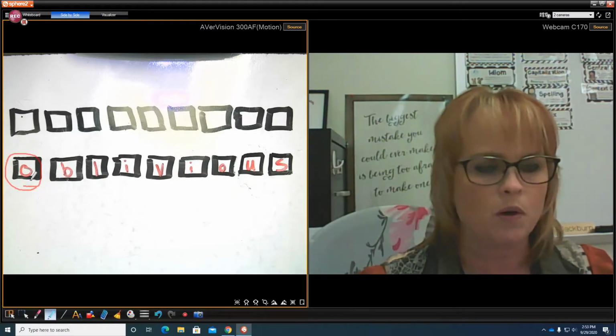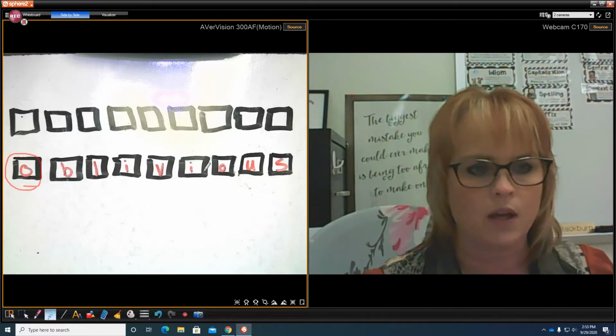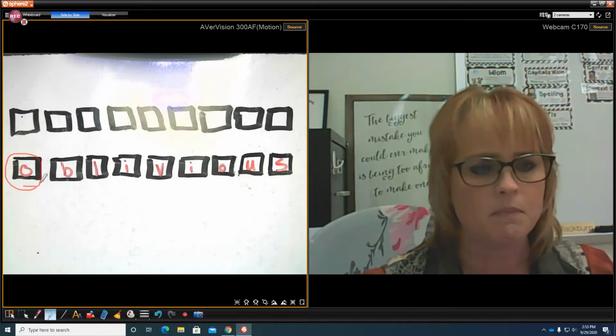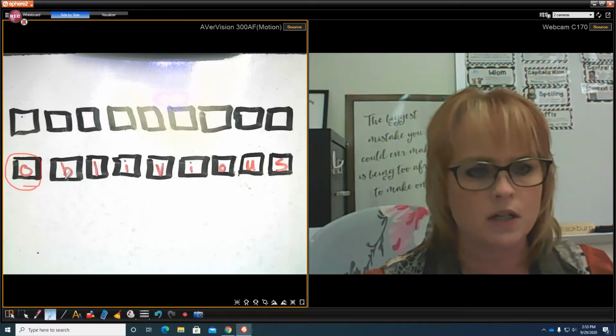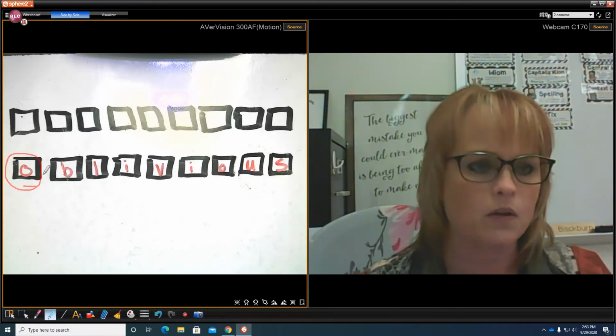So it's really important that when we're looking at new words that we pay attention to how many letters are in each one of them. Making boxes and putting the letters in each one of the boxes is a great strategy to help you try and remember how to spell those words.